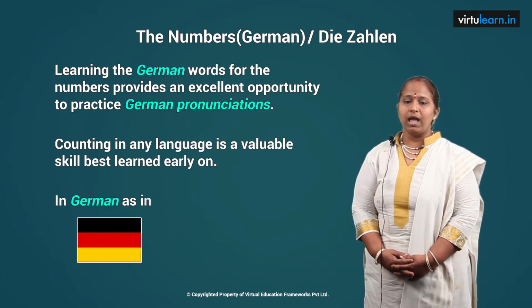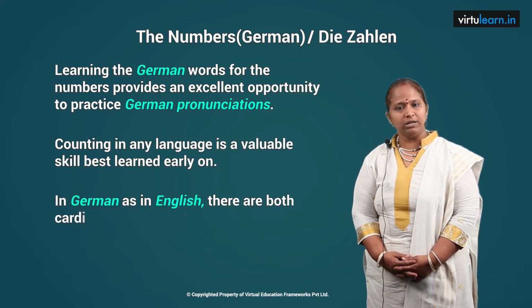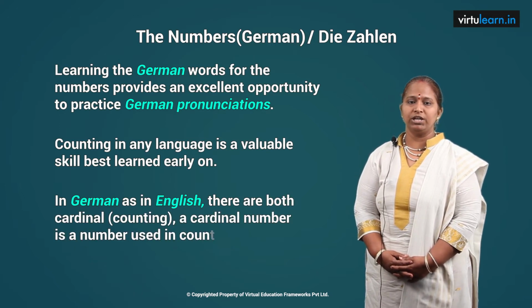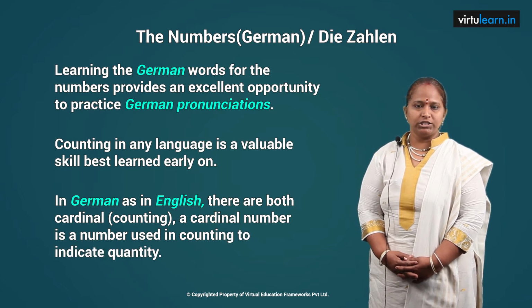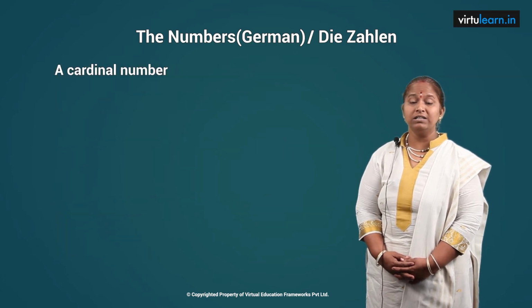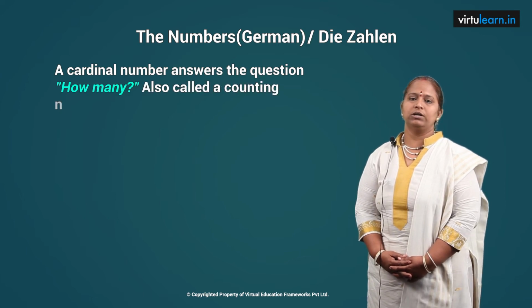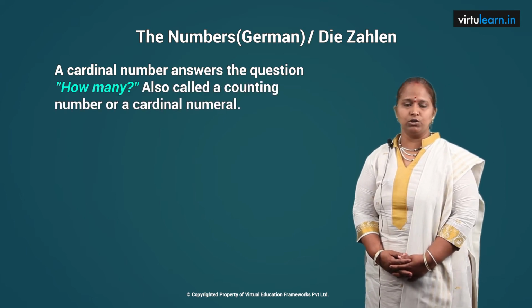In German, as in English, there are both cardinal numbers. A cardinal number is a number used in counting to indicate quantity. A cardinal number answers the question, how many? Also called a counting number or a cardinal numeral.